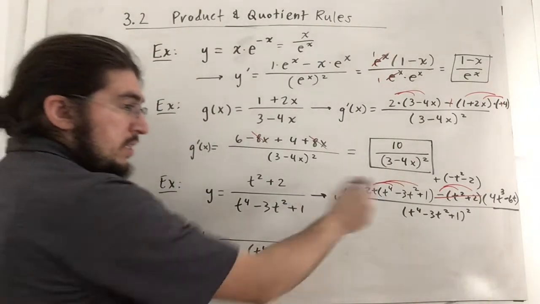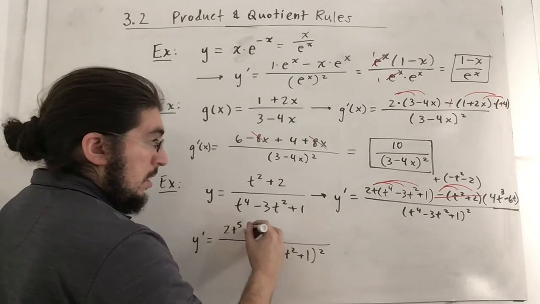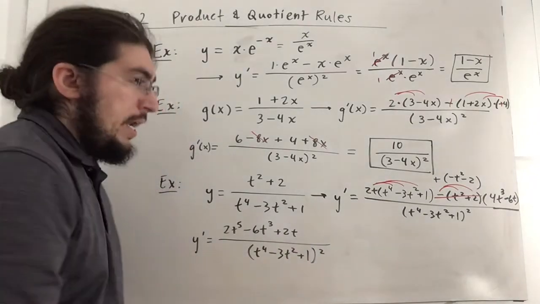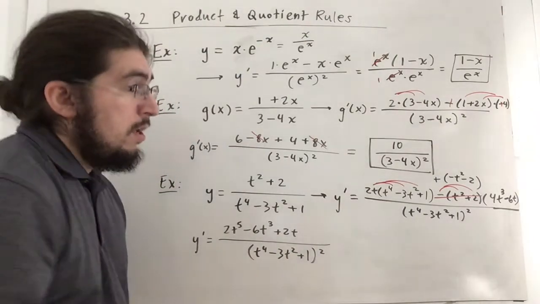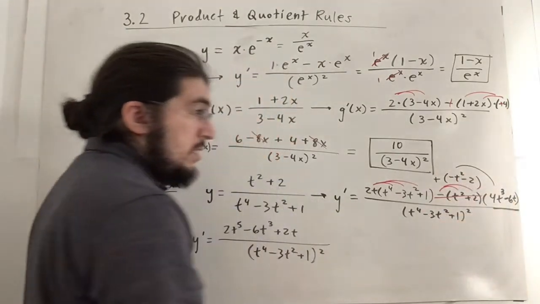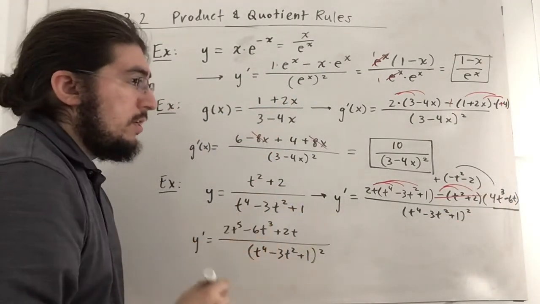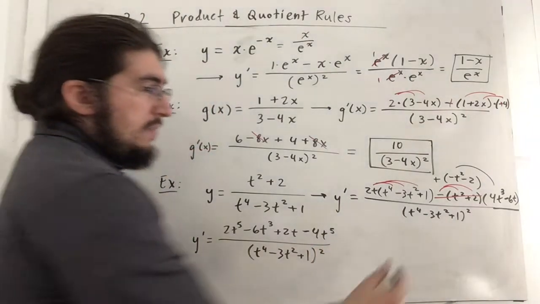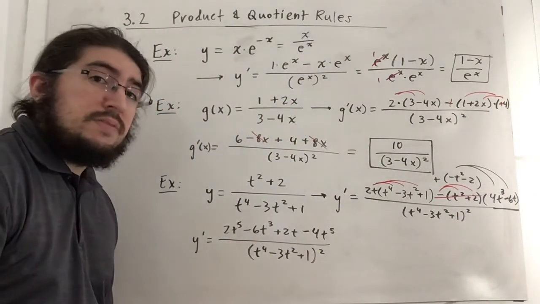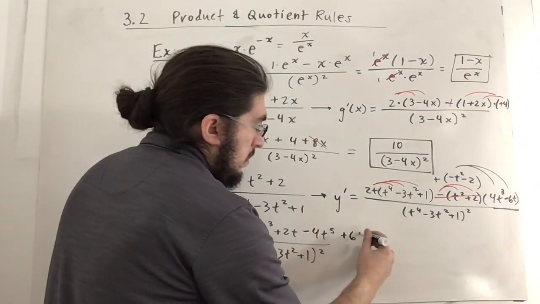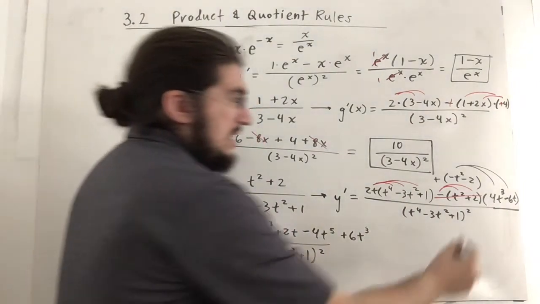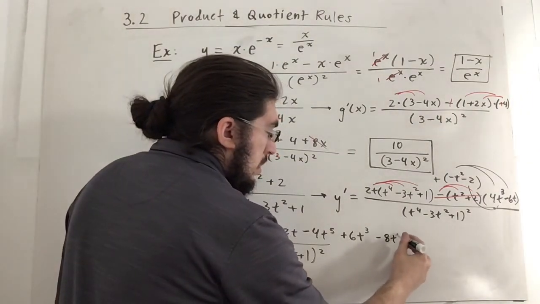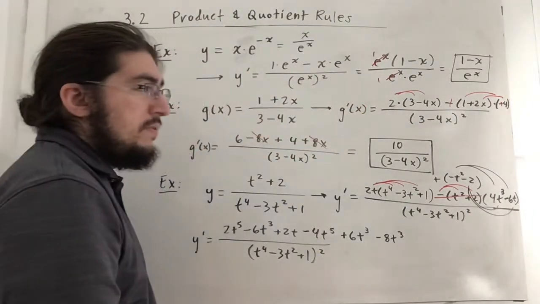Okay. Distributing the 2t, we get 2t to the 5th minus 6t to the 3rd plus 2t. And now let's try to FOIL this out. Let's see what we get here. We get negative t squared times 4t to the 3rd is negative 4t to the 5th. Okay. Negative t squared times negative 6t is positive 6t cubed. Okay, two more. Distributing negative 2, we'll get negative 8t cubed. And finally, positive 12t.